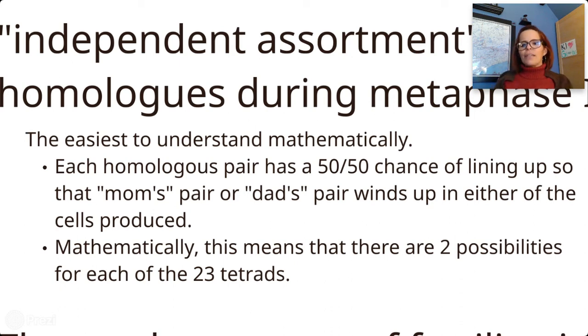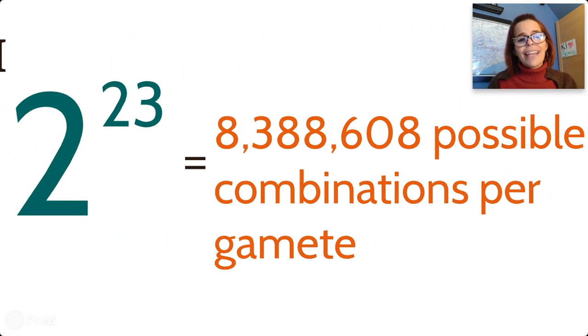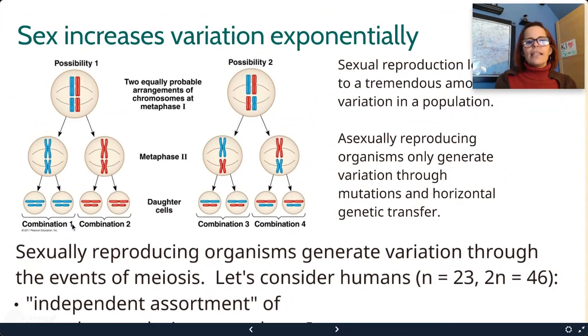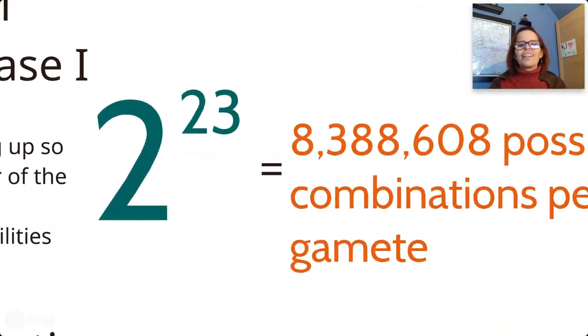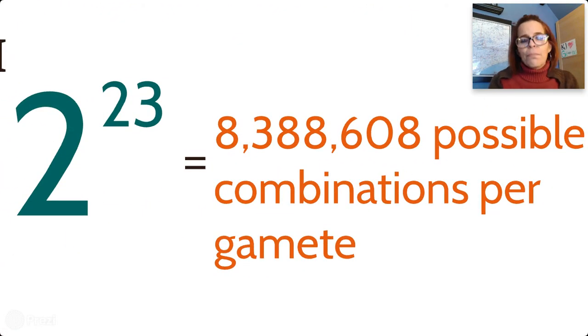Mathematically, this means that there are 2 possibilities for each of the 23 tetrads. So what do you do for the math on that? 2 to the 23rd. So back up, look at this. This one with just 2 pairs of chromosomes was 2 raised to the second power, so 4 possible combinations. But we have 23, so ours is 2 to the 23rd. So 2 to the 23rd is over 8 million possible combinations of our gametes.